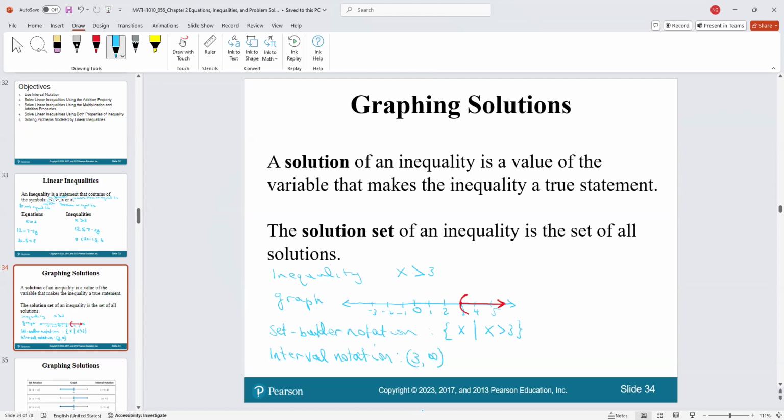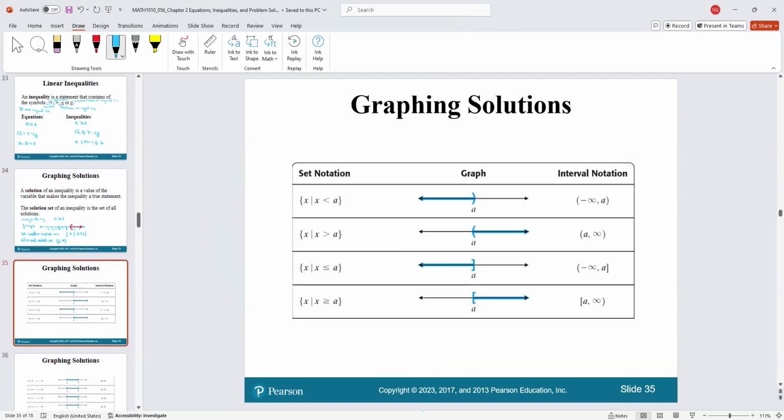Now, what's the difference between using parentheses and brackets? Suppose the solution is A. In set builder notation, x is less than A. Less than A, we go to the left, and that means we come from negative infinity to A, with parentheses. Now, x is greater than A, like I did with the 3. We start with A and go to positive infinity.